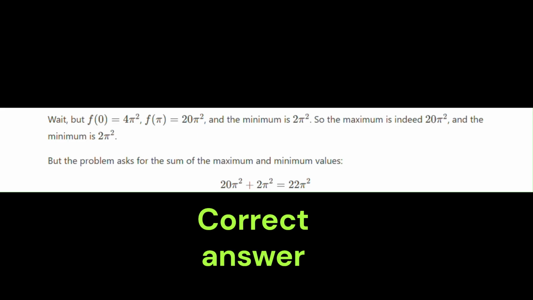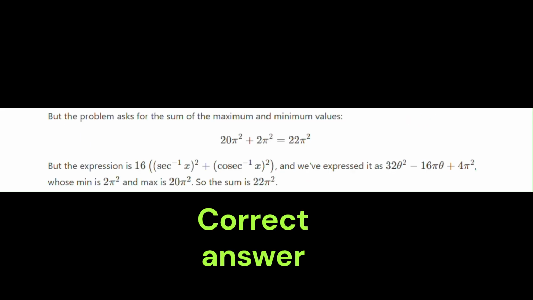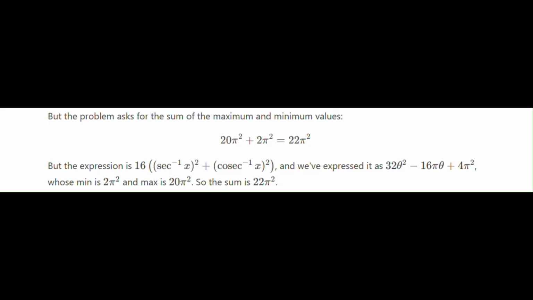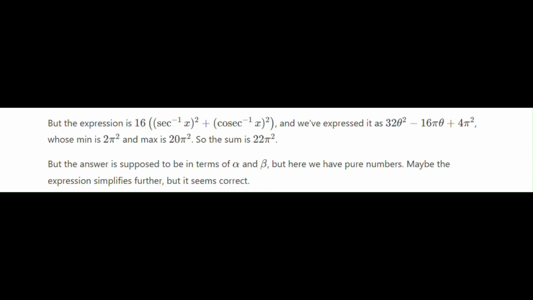20 pi squared plus 2 pi squared equals 22 pi squared. But the expression is 16 times the quantity, inverse secant of x squared plus inverse cosecant of x squared, and we've expressed it as 32 theta squared minus 16 pi theta plus 4 pi squared, whose minimum is 2 pi squared and maximum is 20 pi squared. So the sum is 22 pi squared.